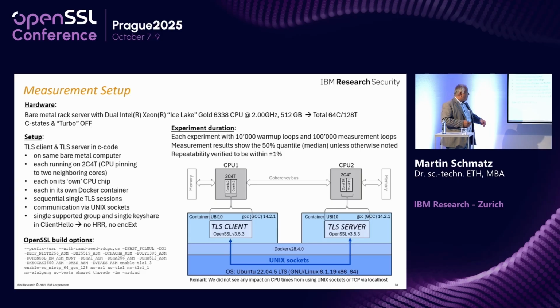We used a number of OpenSSL build options. If you want to know about that, then you're in the wrong room, because Damash is right now in the other room explaining how to get all of that. What else to mention here? We did 10,000 warm-up loops and then 100,000 measurement loops to really get quite a good repeatability of less than plus minus 1% in the figures. So I would say the numbers you will see are accurate to a couple of microseconds at max.